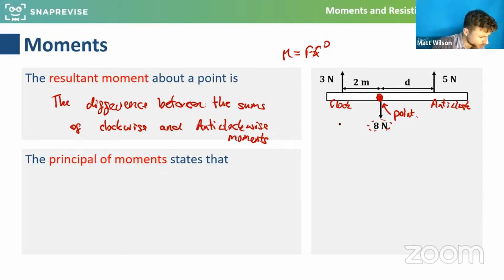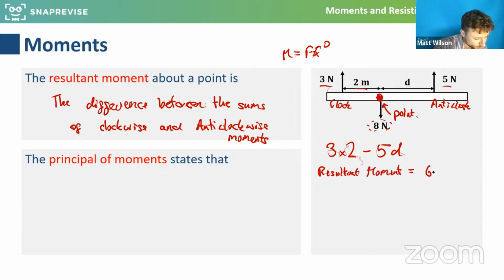So let's look at it. The clockwise moment here is a force of 3 newtons at a distance of 2 meters. So we have 3 times 2. But it's the difference between that and the anti-clockwise moments. So what are the anti-clockwise moments here? Well, we have a 5 Newton force at some distance d away. So we have 5 times d. So altogether, we can say that the resultant moment equals 6 minus 5d. Nice.